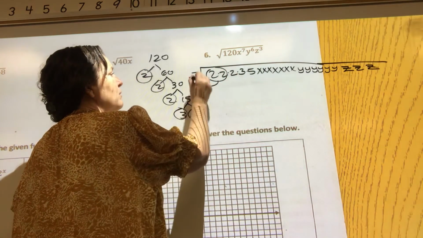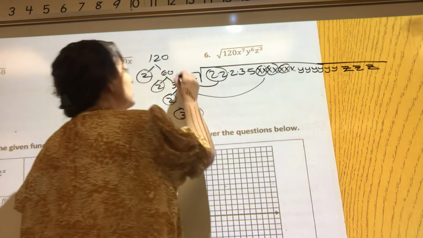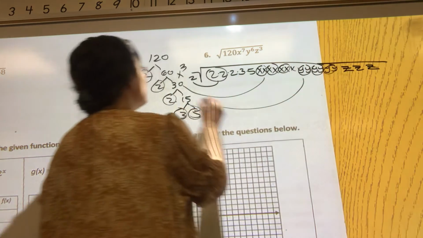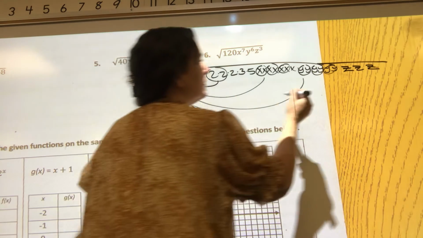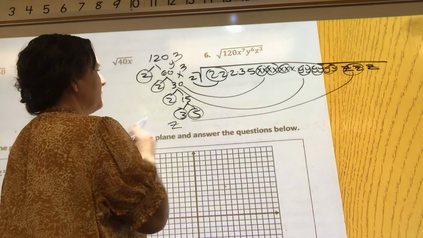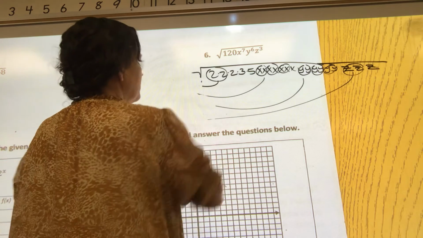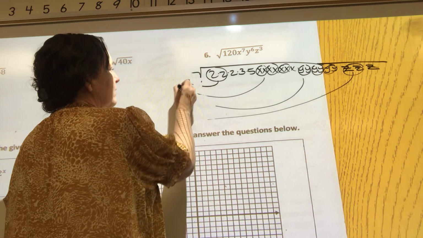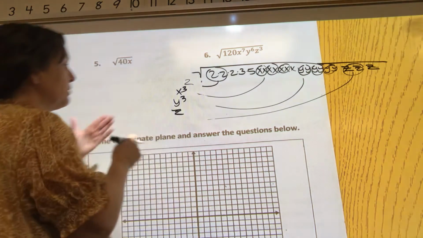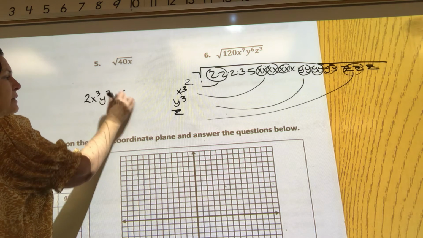Find a pair, pull it out. 1, 2, 3 pairs of x. 1, 2, 3 pairs of y. And a single z pair. Okay, so what do we got left outside? This is a little confusing because this is in my way. So I have a 2 outside, I have 3 x's, I have 3 y's, and a single z. So it's 2x cubed, y cubed, z.